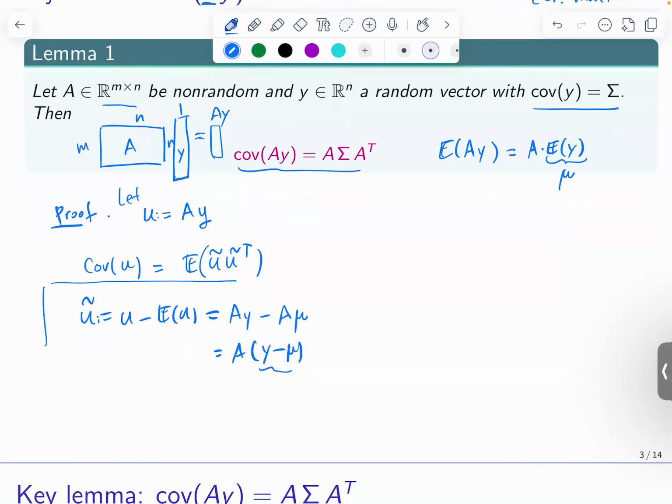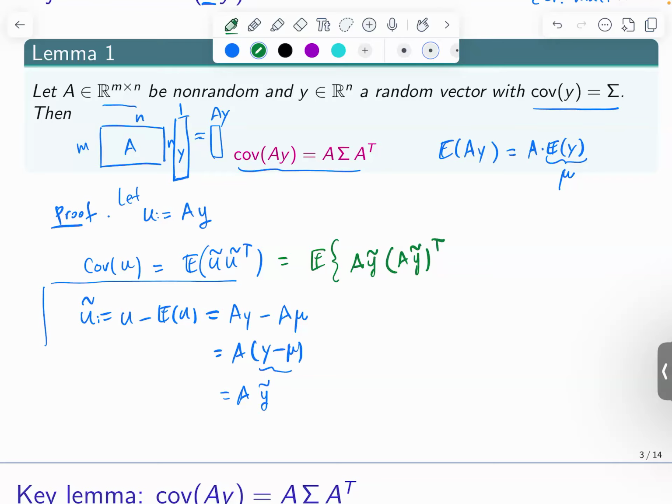I'm just going to call this y tilde. Remember, this is the centered version of y, y minus the expectation of y. So then we plug this in. I get the expectation, u tilde is going to be A y tilde. This is the nice thing that we just discovered. And then A y tilde transpose.